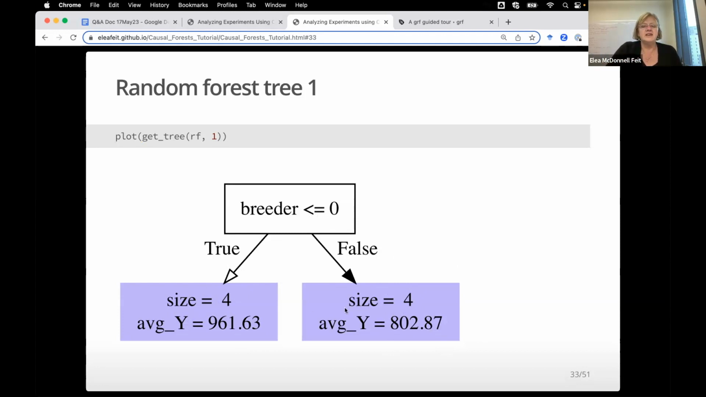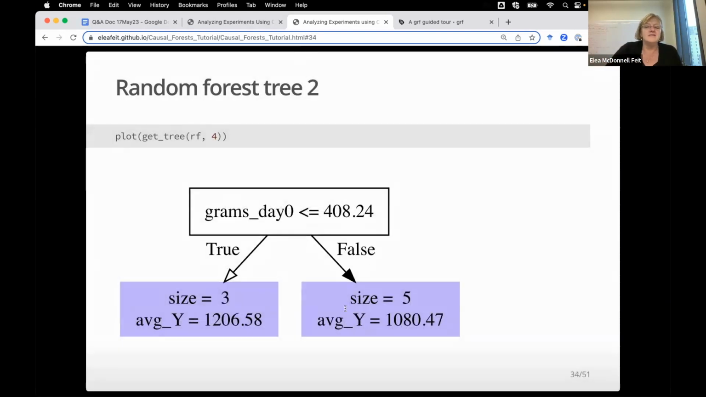Our original data set had 33 subjects. The reason it only has 8 here is that random sampling. It's randomly sampling and building a tree from 8 observations. And then it does that again, and it gets a different tree. So that's tree number 4. You get the idea. There's 100 of these different trees.